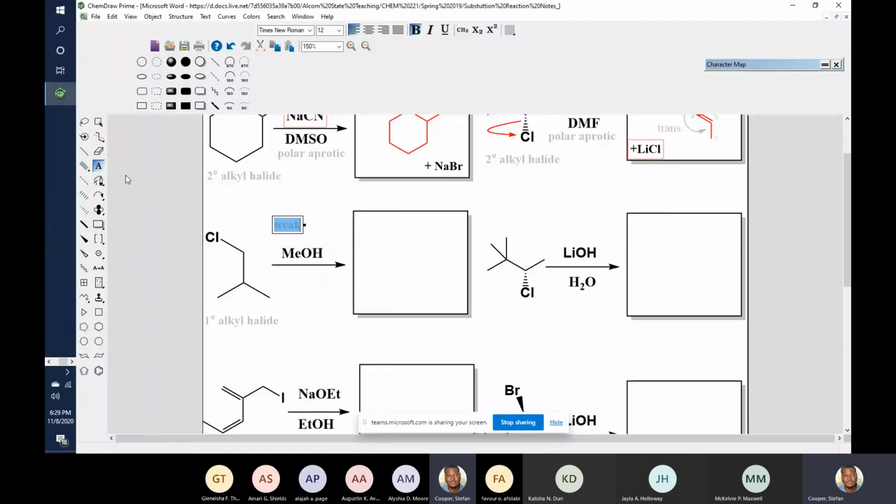We call this the class of reaction. What type of reaction? It's going to be an SN1 mechanism, but the class of reaction is called solvolysis, when your solvent becomes your nucleophile. What type of solvent is this? Polar protic. It's protic because of the H on the methanol.